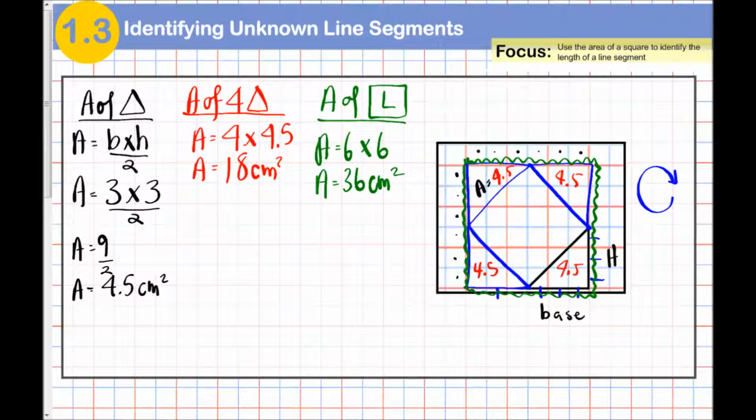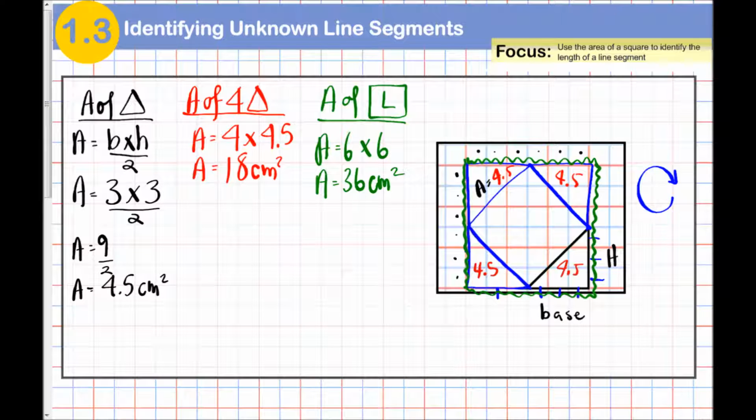Okay, so now we're down to the last 2 steps. What we want to do now is cut away our triangles to identify the area of that center square. Because once we have the area of our center square, we find the square root of that square and we've got our unknown line segment.